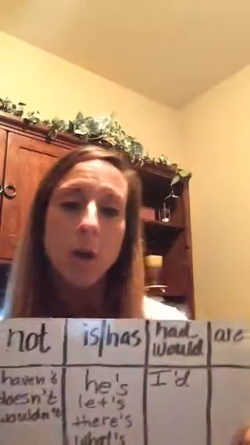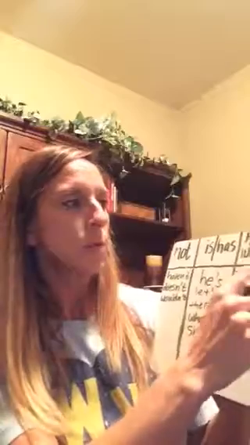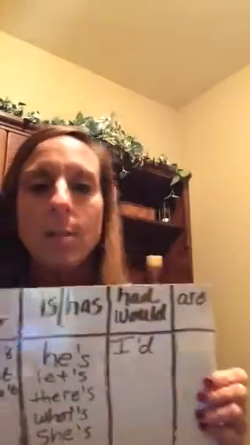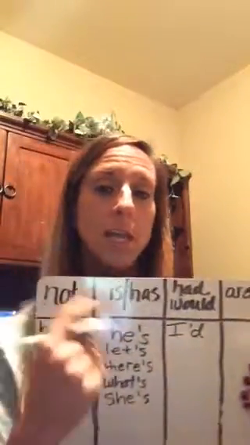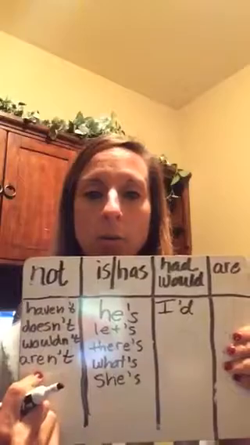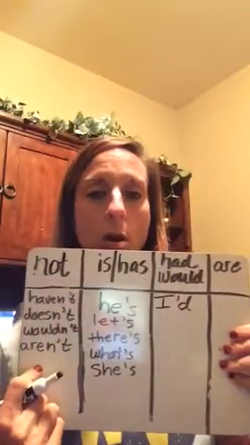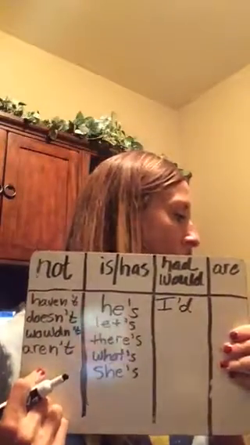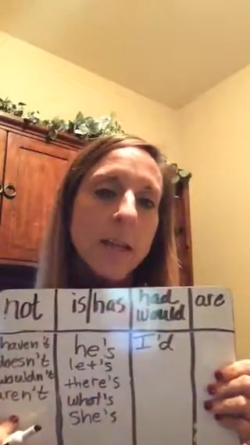Okay, now we have aren't. Aren't. Now don't get confused. Some of you want to go over to the R column right away because I said aren't, but we're looking at the ends of words. So where do you think aren't goes? You aren't eating in the classroom today. Aren't. Okay. Aren't stands for are not, so it should go in the not column. Are not. Okay, next we have hasn't.